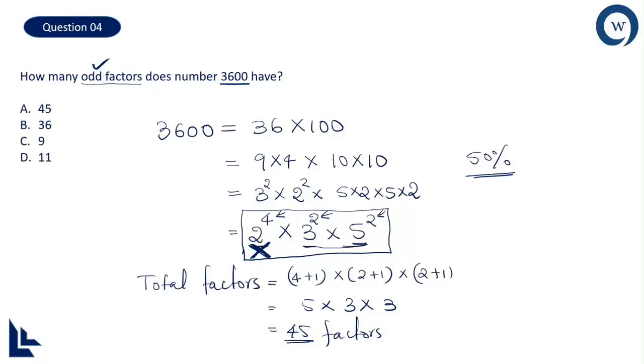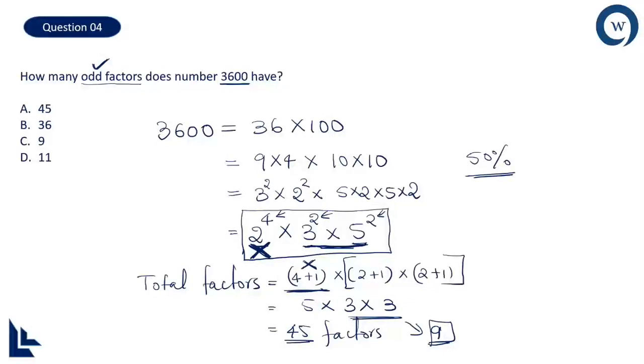Cancel this out. And if you cancel this out, what is remaining? Remaining is 3 square and 5 square, right? And then do the calculation. This portion is removed. And only this one is the answer, because this will give you the odd factors. What is the value? 3 into 3, the answer is 9. That's it. The total number of odd factors is 9.